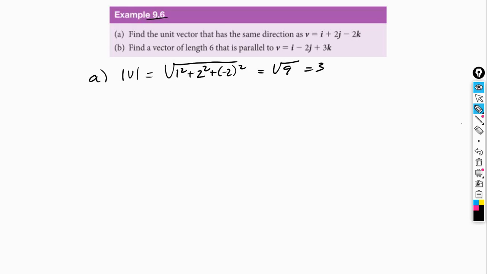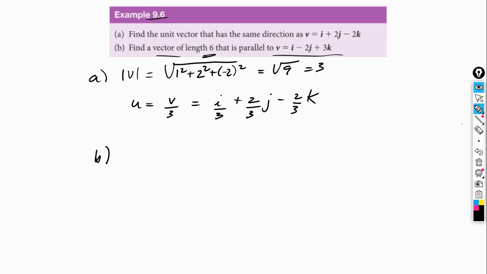So that means that the unit vector u is going to be v divided by 3. So in other words, the unit vector that has the same direction as v is going to be 1/3 i plus 2/3 j minus 2/3 k. For part B, it says find a vector of length 6 that is parallel to this vector. So that means 6 times the unit vector.